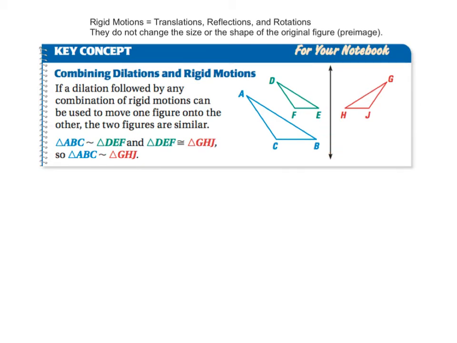So therefore, since we had a rigid motion that moved the green onto the red, and the green was originally similar to the blue, that means now the blue is still similar to the red. So basically you would know that triangle ABC is similar to triangle GHJ.